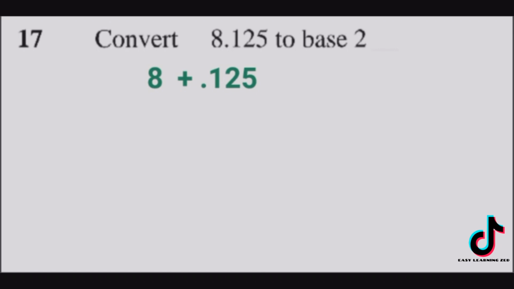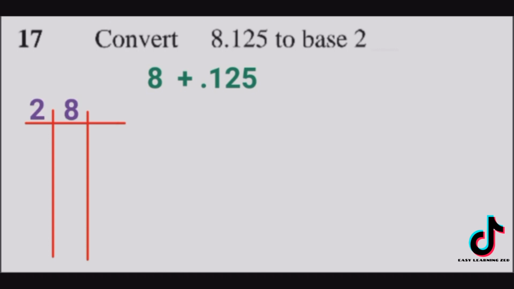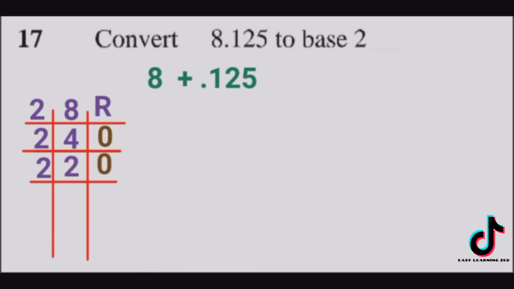Once I've done this, let's convert 8 separately and 0.125 separately. We're going to come up with a frame to convert 8 into base 2. 8 will be in the middle, we divide it by 2, and we'll write the remainders on this side. So 2 into 8 will give us 4, remainder 0, and 4 divided by 2 will give us 2, remainder 0. We divide 2 by 2.